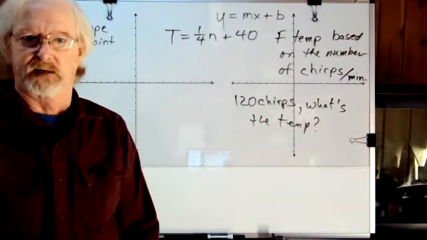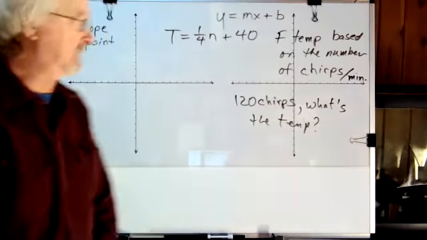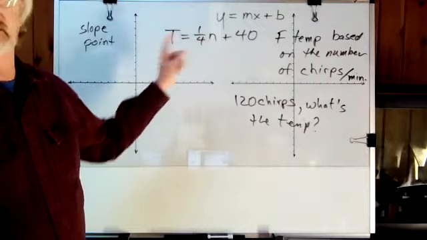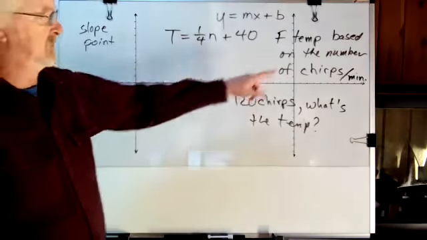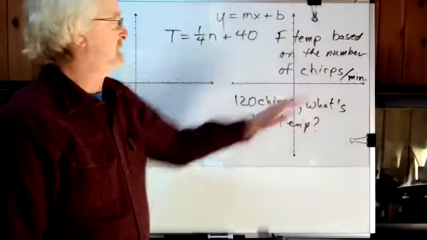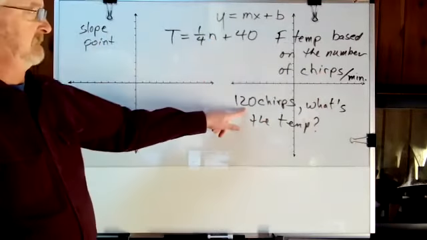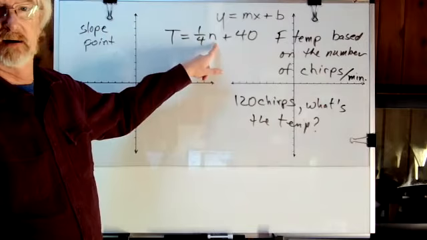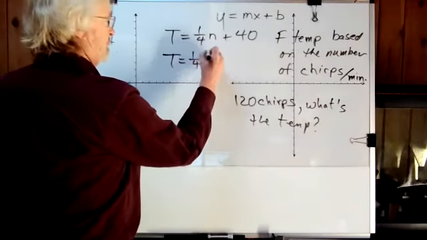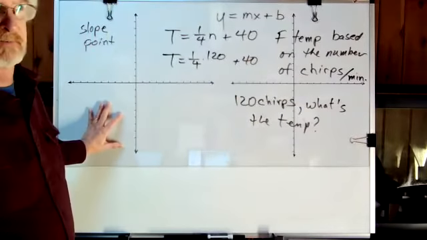All right, I count 120 chirps in that minute. What's the temperature outside? This equation models that situation for me. I got this number I'm supposed to use. Where does it go? Chirps per minute. The final temperature is based on the number of chirps. How about N for number? This 120 would go in there. The temperature is 1/4 times the 120. And for some reason, there's always this baseline 40.